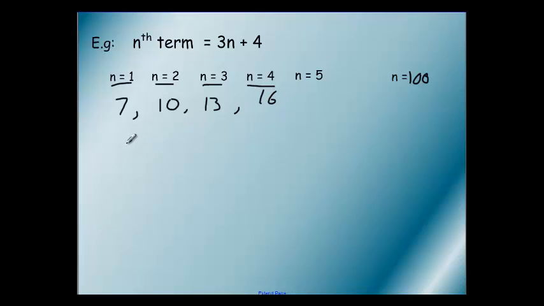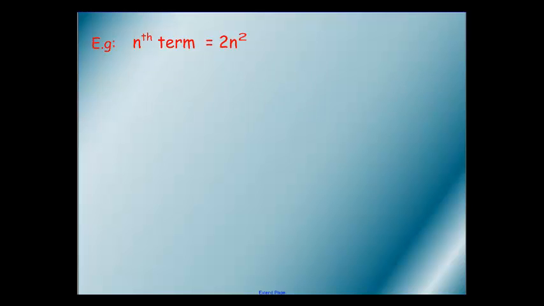Now if we're doing this right, we should have a difference that is the same each time. So 7 add 3 is 10, 10 add 3 is 13, 13 add 3 is 16. So it seems like we're doing it right, and without doing any more calculations, we can work out that this one must be 19. Then to work out the 100th term, 3 times 100 is 300, add 4, 304.